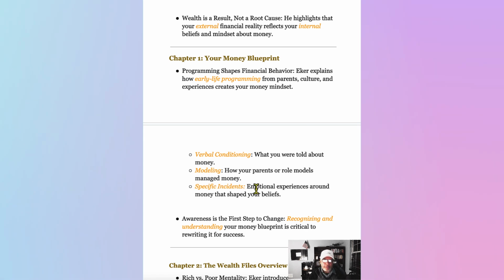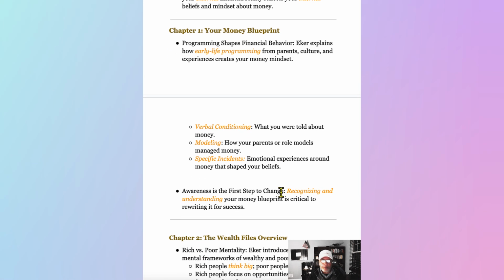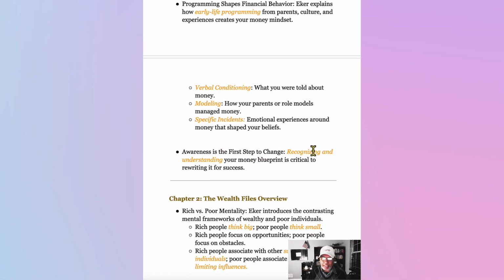Specific incidents. Think of the emotional experiences you've had with money that shaped your beliefs. You probably once got a ticket for parking in the wrong spot. How bad you felt. Oh man, $50, $100. I remember my first ticket was $10 many, many years ago. Today's $10 is hardly anything, but that was a lot of money for me. I thought, oh man, I'll never park this car on the wrong side of the road again. That was an emotional experience. So anyway, awareness is the first step of changing. Recognizing and understanding your money blueprint is critical to rewriting it for success.